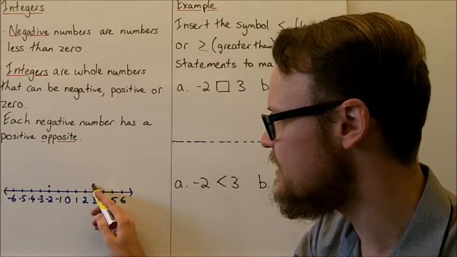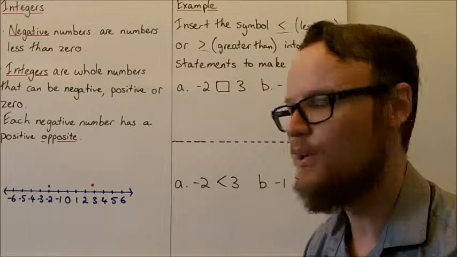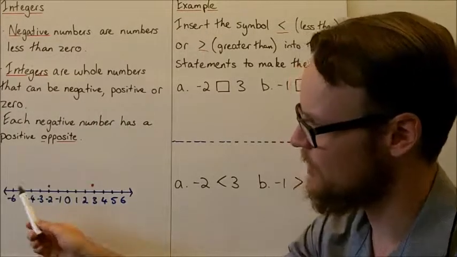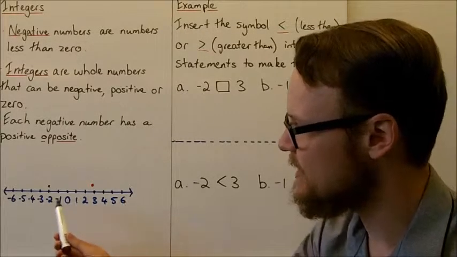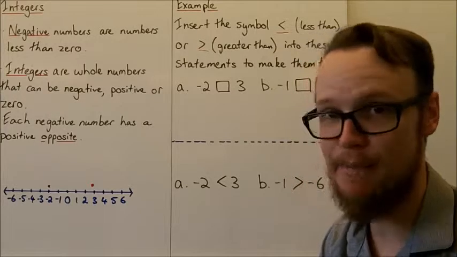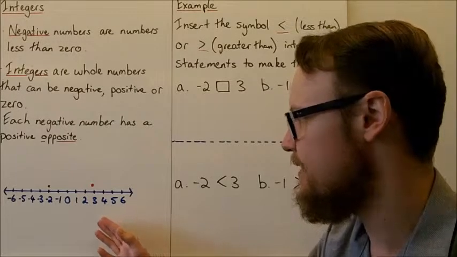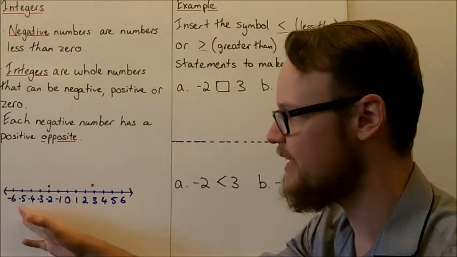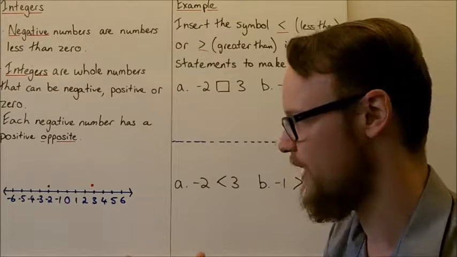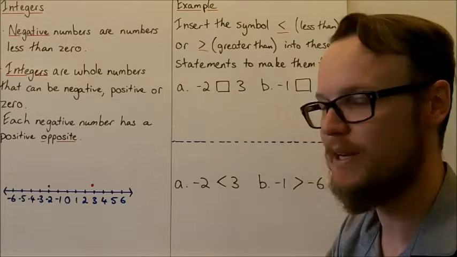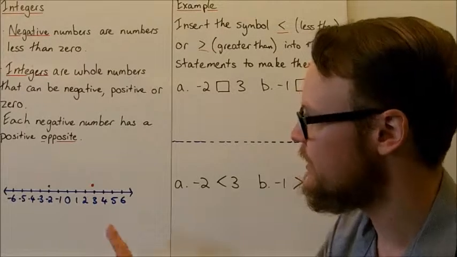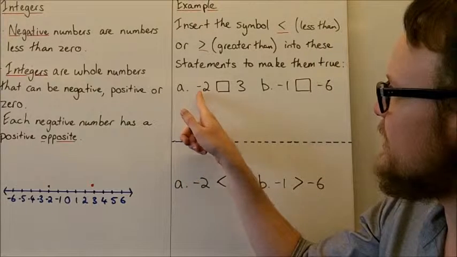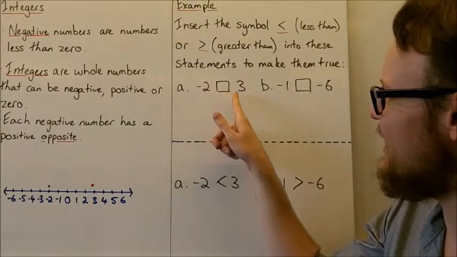If a number is to the left on the number line, that number is smaller than the number on the right. The numbers on the left are smaller. If you think about the number line maybe as a temperature scale, if I'm thinking about a positive temperature, 6 degrees Celsius, the negative temperatures are all much colder than that. So here, which is the bigger number? 3 is the bigger number. So I would need to say -2 is less than 3.